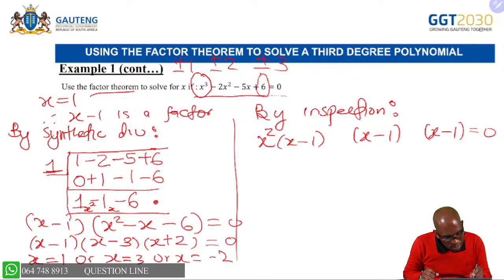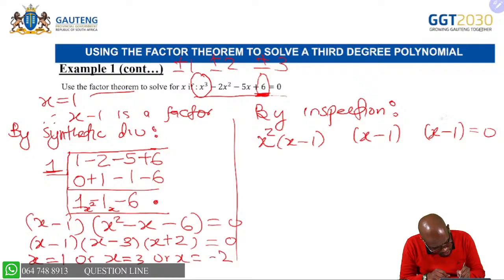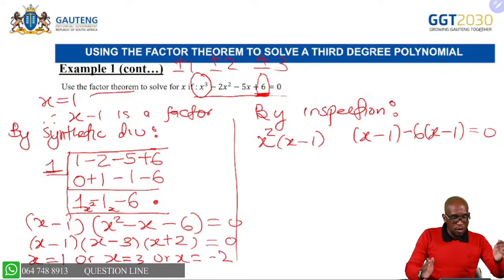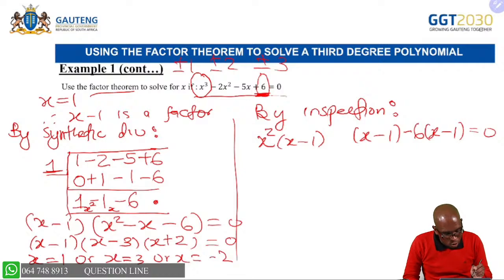And then I focus on the last term, positive 6. In order for me to get positive 6, I must multiply negative 1 with negative 6. If I multiply negative 1 with negative 6, I'm going to get positive 6. Now that I've looked at the first term and the last term, I'm now going to use the distributive law.